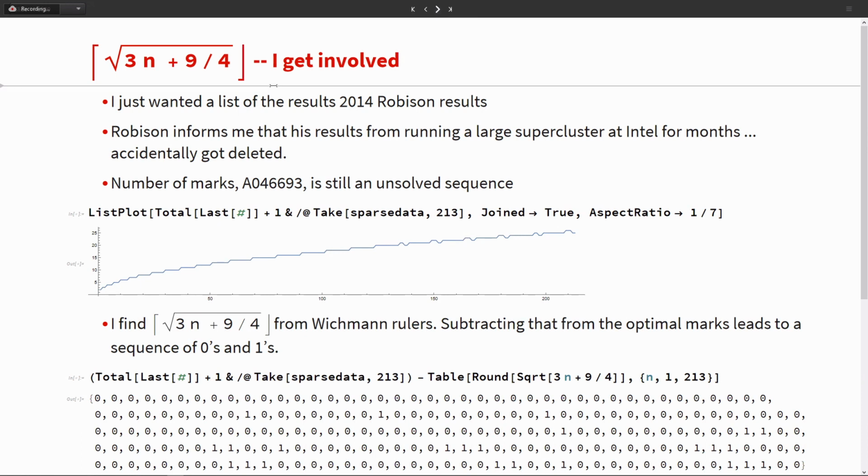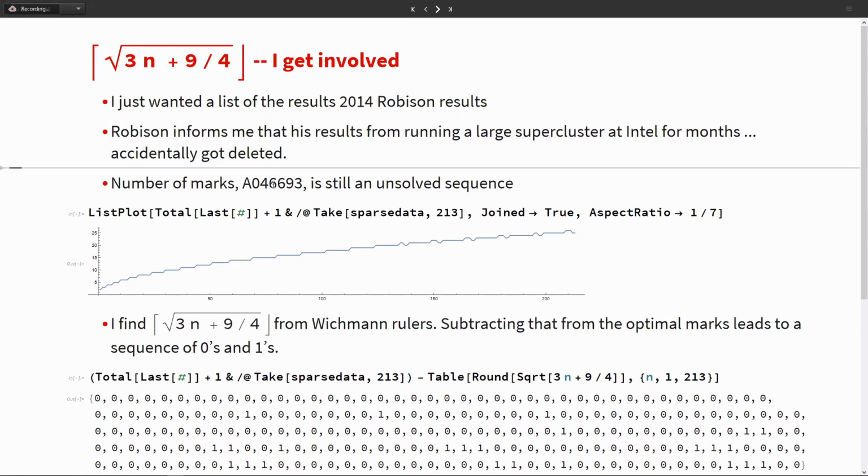In 2018, I got involved in the problem. Basically, I just wanted to use the data that Robinson collected because I read about it. So I wrote to him, and he said, "Oops, I accidentally lost all the data." So there was nothing left of his big run, except for a few sequences in the Online Encyclopedia of Integer Sequences. We knew what a few answers were, but we didn't actually know what the sparse rulers were.